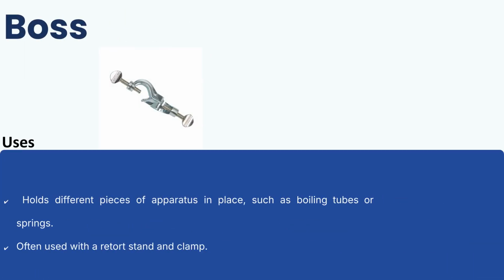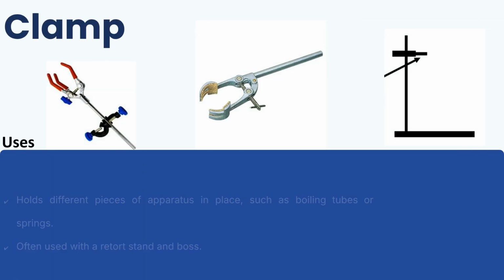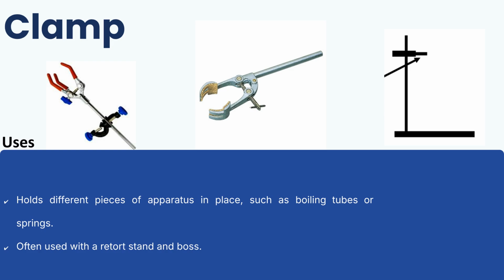A boss holds different pieces of apparatus in place, such as boiling tubes. It is often used with a retort stand and clamp. The clamp holds different pieces of apparatus in place, such as boiling tubes. It is often used with a retort stand and boss.